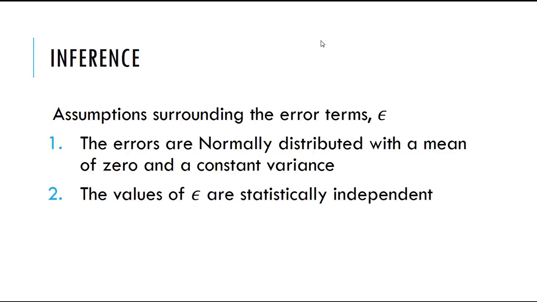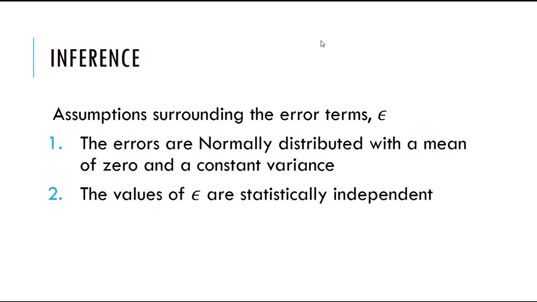In order to actually use regression for inferences, there are several assumptions surrounding the error terms, those epsilons from the regression model. They are: the errors are normally distributed with a mean of 0 and a constant variance. So there's three parts to that one, right? First, that they're normally distributed. Second, that they have a mean of 0. And third, that the variance of those error terms is constant. Then the other assumption is that the epsilons, the error terms, are statistically independent of one another.